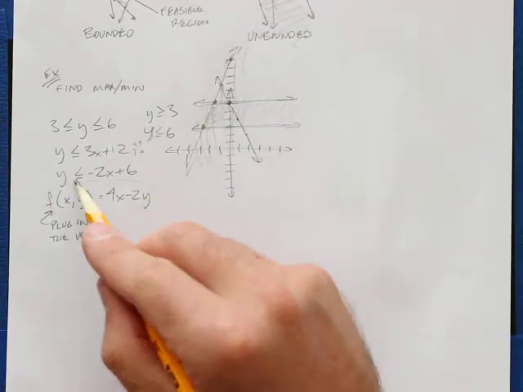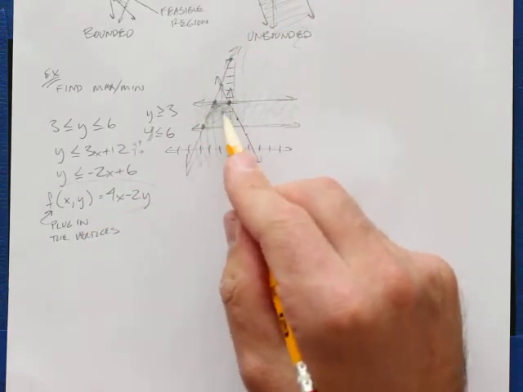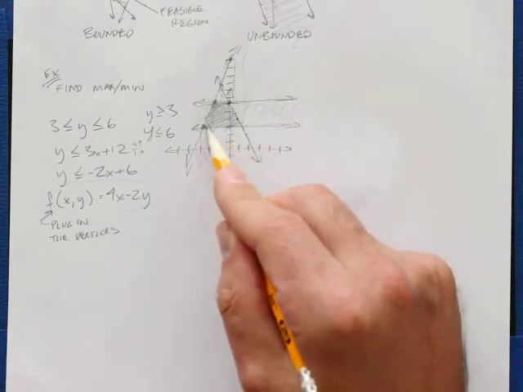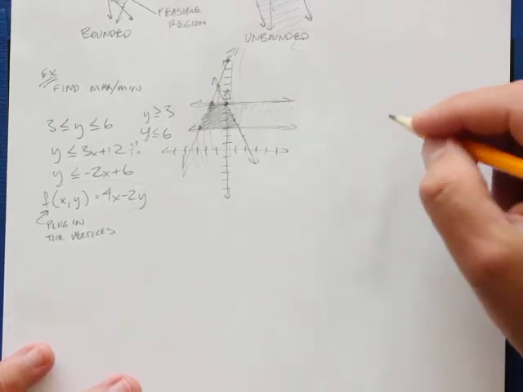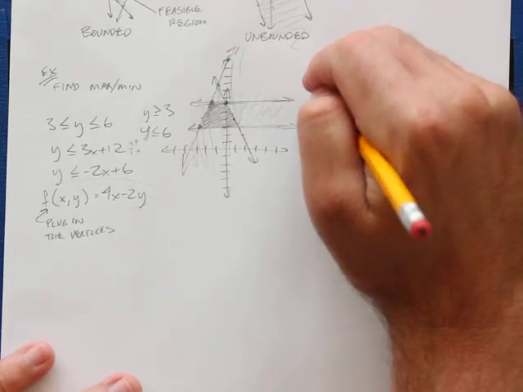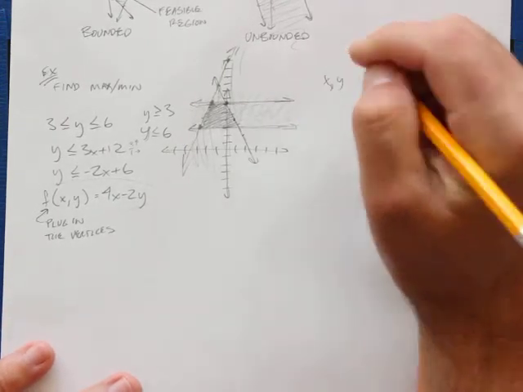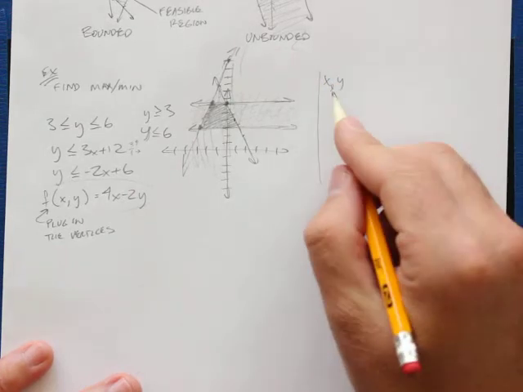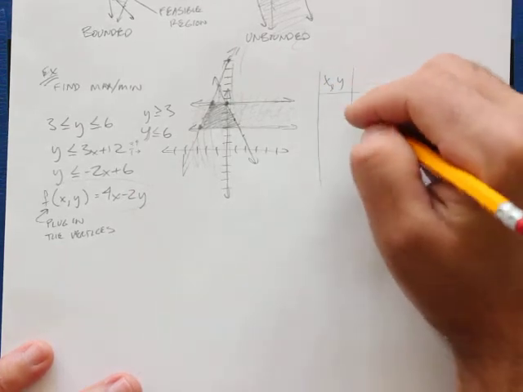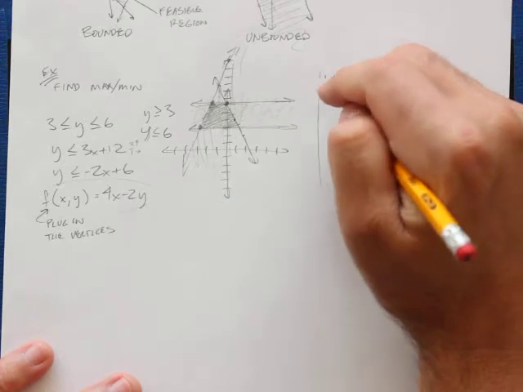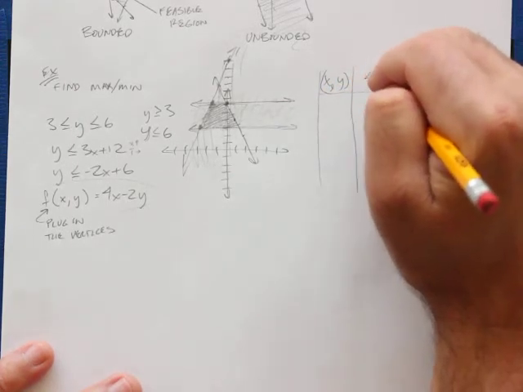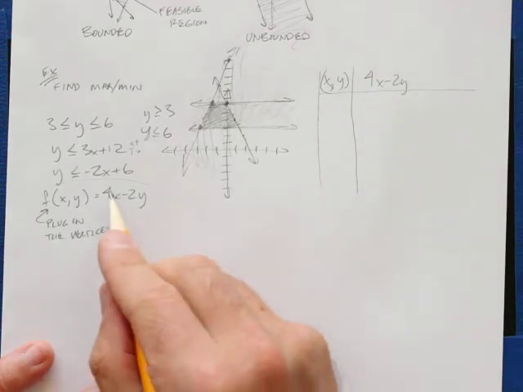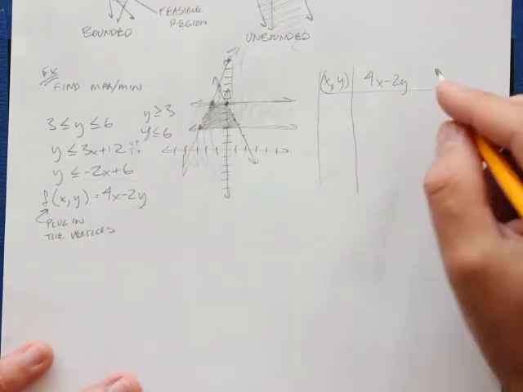And y is less than, so here is my feasible region. Right here is my feasible region. So now we're going to make a chart over here. We're going to have x and y. This is going to be where we put our vertices. And then we're going to have 4x minus 2y, which is this equation here.